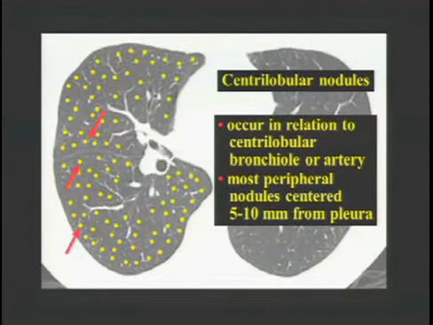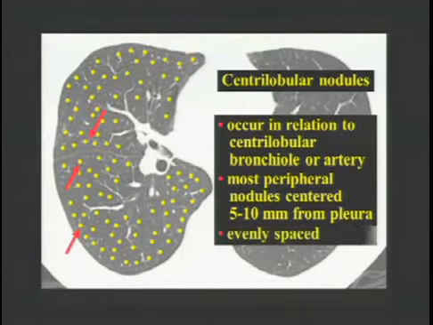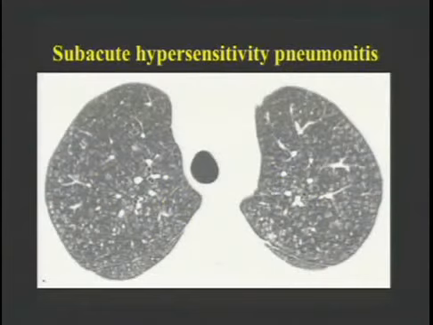The most peripheral nodules you see when you are dealing with a centrolobular pattern are about 5 millimeters from the pleural surface, because that's where the centers of the most peripheral lobules in the lung are. So nodules with this pattern do not involve the pleural surfaces, as they do with a perilymphatic pattern. They stay away from the pleural surface. And because lobules are all about the same size, these nodules appear evenly spaced if you look at the overall CT scan.